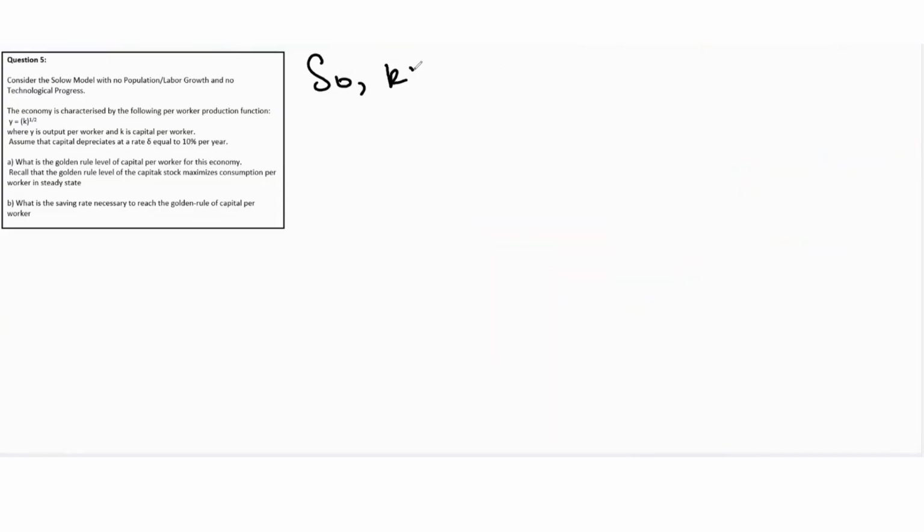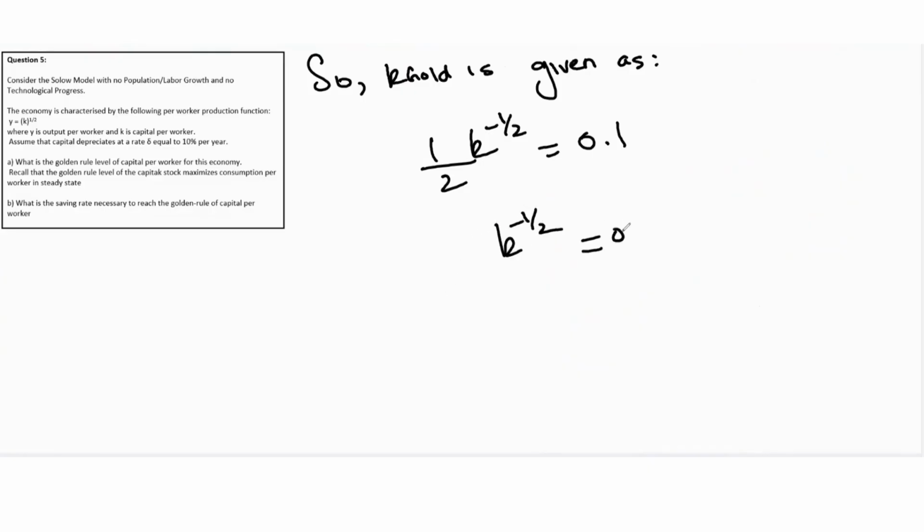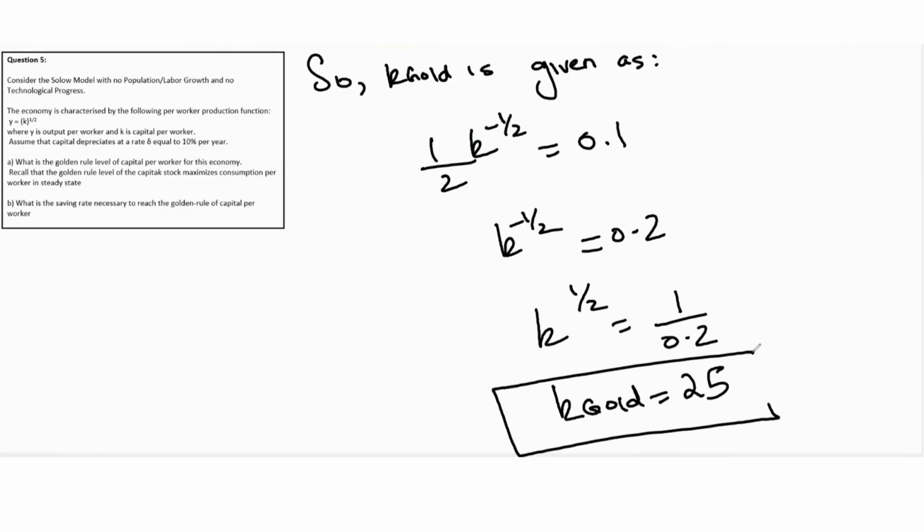So K gold is given by 1 by 2, K to the power minus 1 by 2. So this marginal product of capital per worker is equal to the depreciation rate. Then we can just do K to the minus 1 by 2 is equal to 0.2, and then this becomes K to the 1 by 2. Take the reciprocal on both sides, 1 by 0.2. So K gold is equal to 25. So this is the golden rule level of capital per worker.